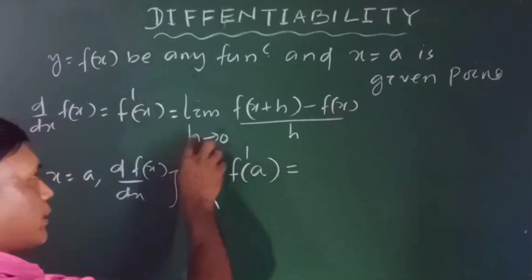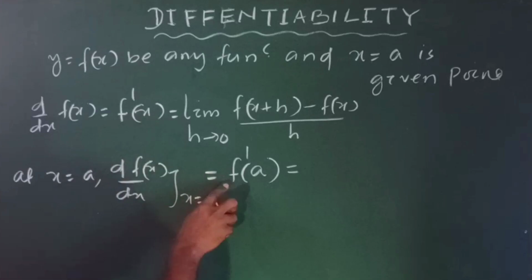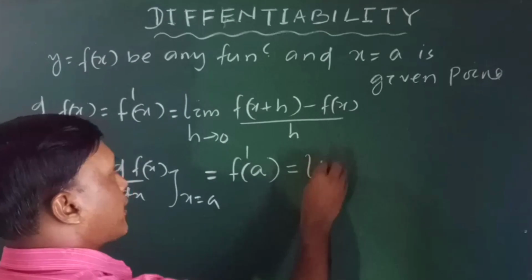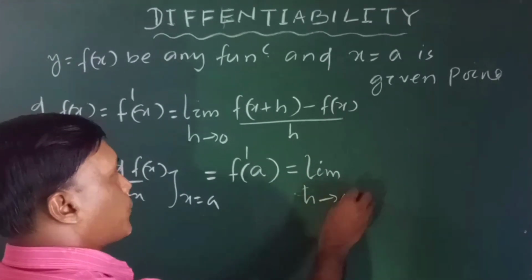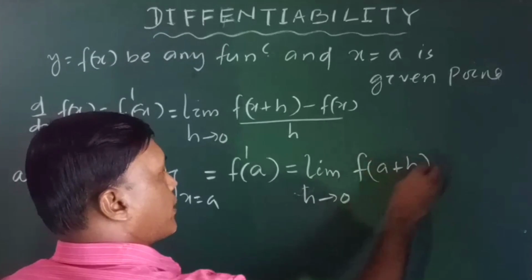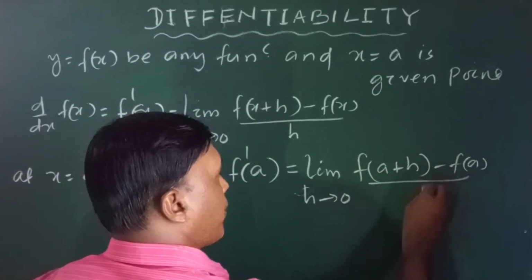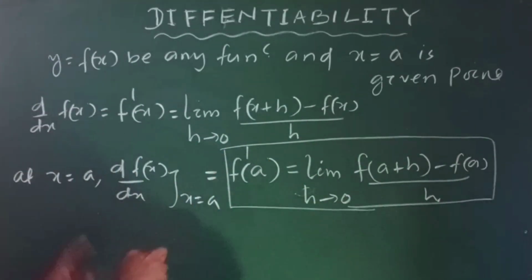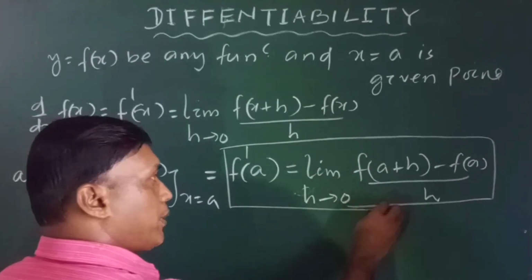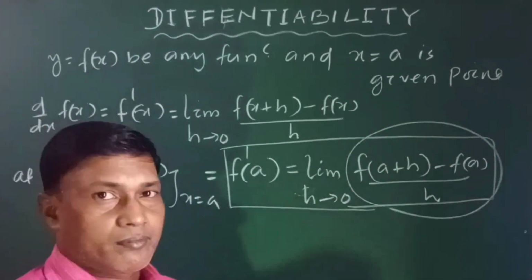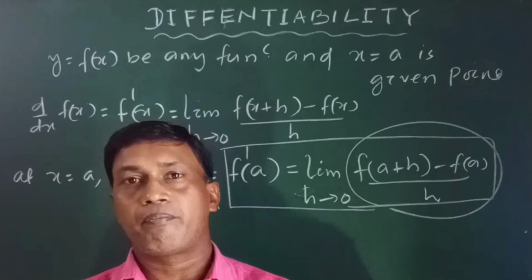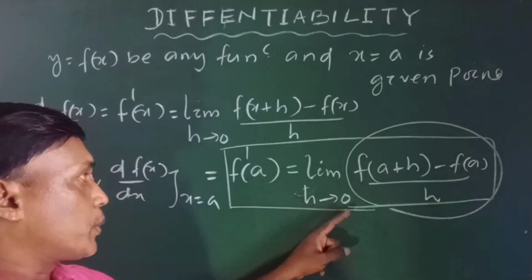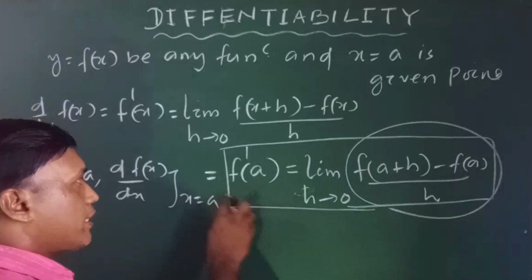So this is the formula for f dash x, and the formula for f dash a is obtained by putting x is equal to a. After putting x is equal to a, we get limit h tends to 0, f of a plus h minus f of a, by h. So this is the derivative of a function at x is equal to a. So if the limit of this value exists, the limit of a function may or may not exist, but if the limit of this value as h tends to 0 exists, that means this value exists.